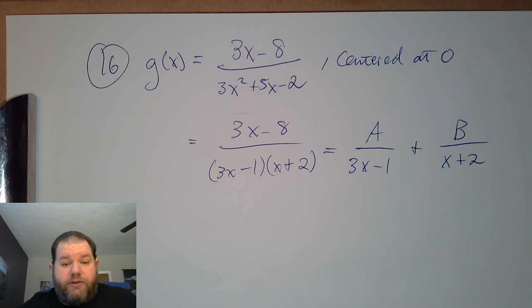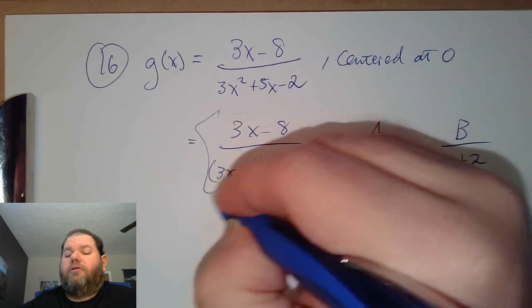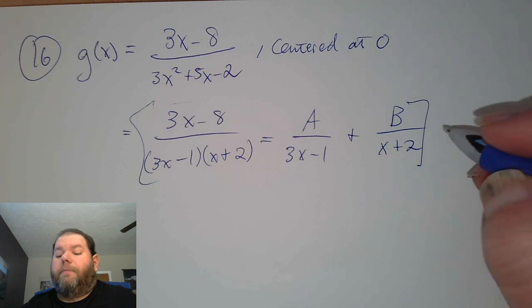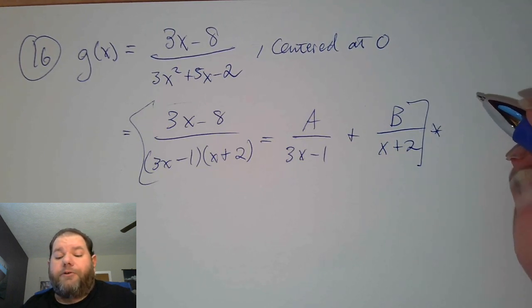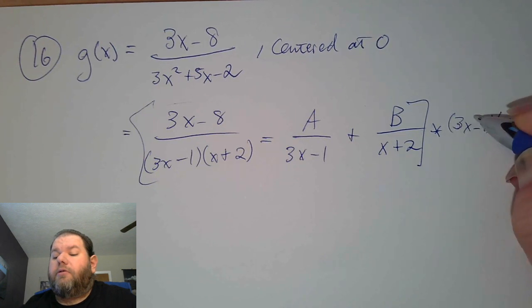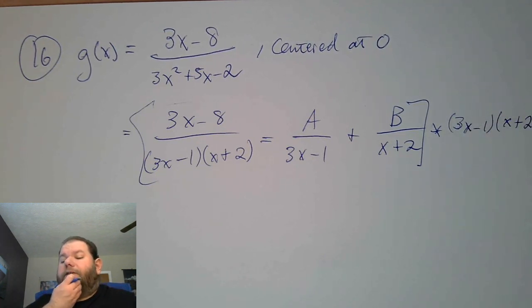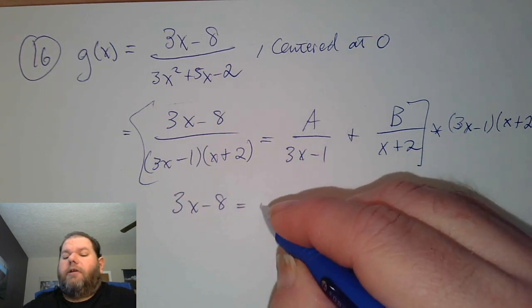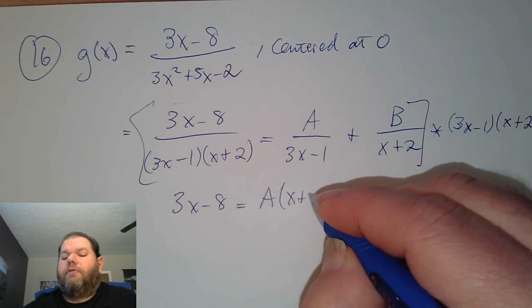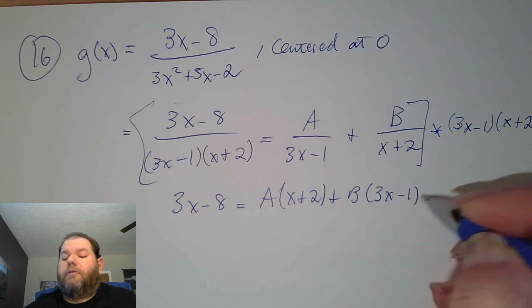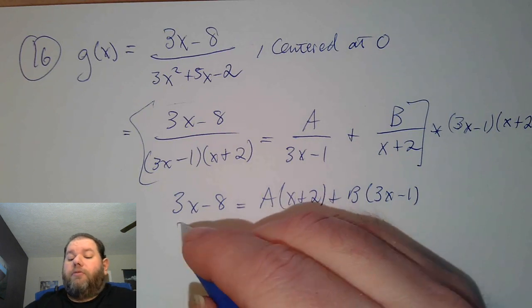So we have to do our partial fractions first, and so remember what we do here. We multiply every numerator by the original denominator, 3x minus 1 times x plus 2. And so that would just give us 3x minus 8 equals A times x plus 2, and B times 3x minus 1. We distribute.